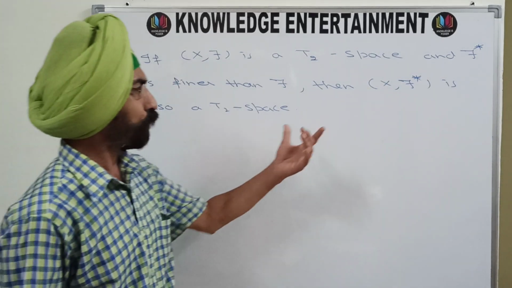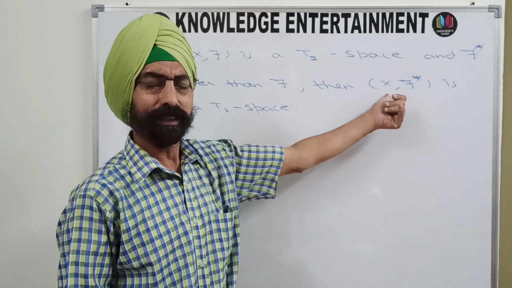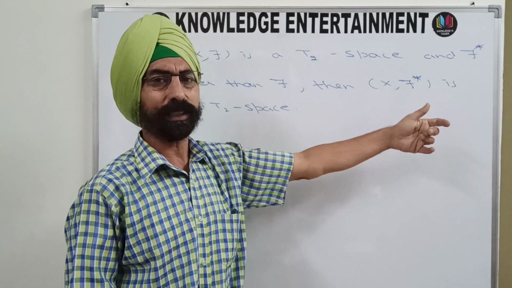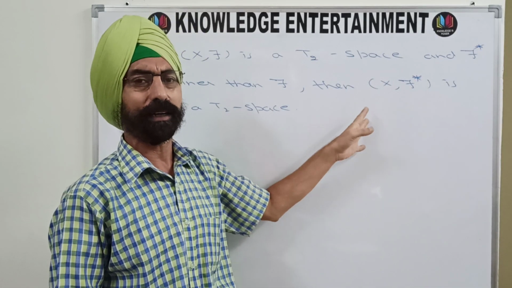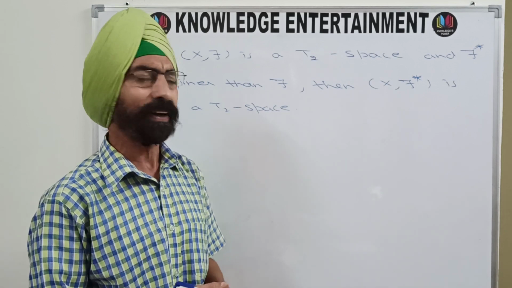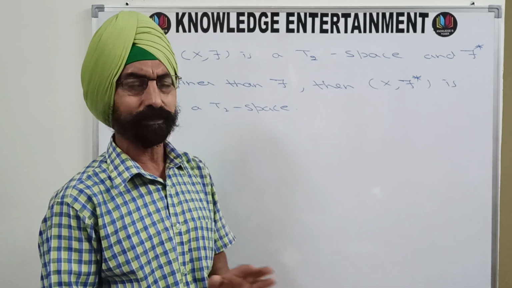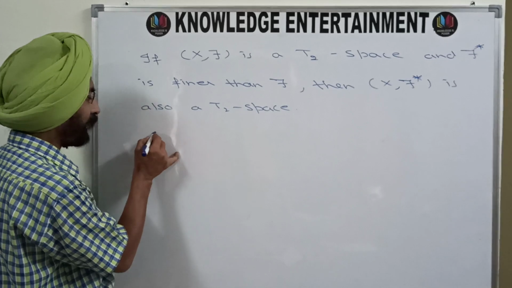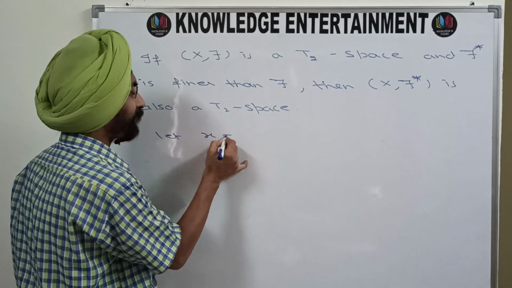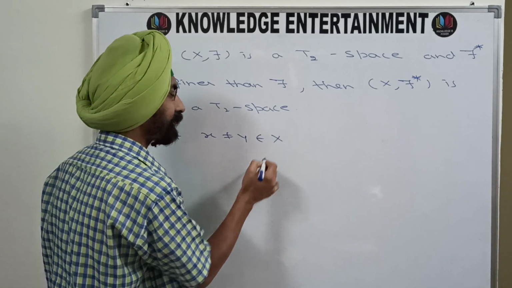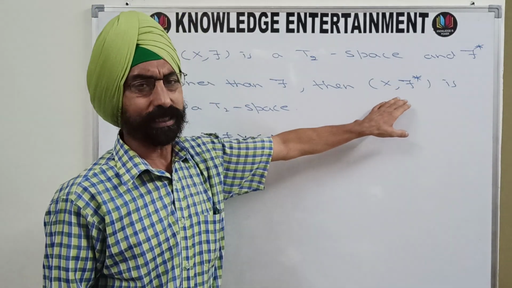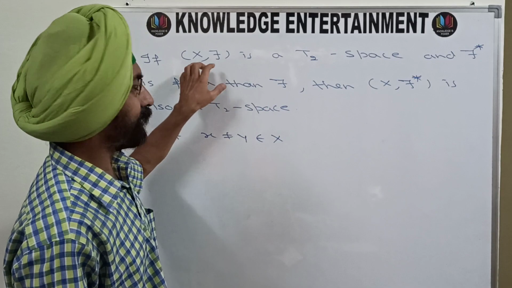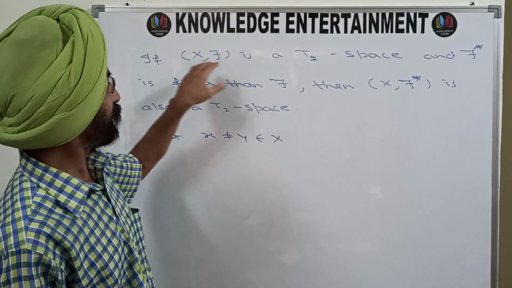So what do you have to prove? You have to take two elements from here and find two tau star open sets, one containing one element, the other containing the other element, and their intersection should be empty to make it a Hausdorff space, and that is very easy. So let x and y be two distinct elements of the set X.